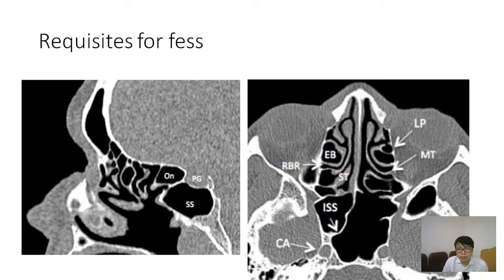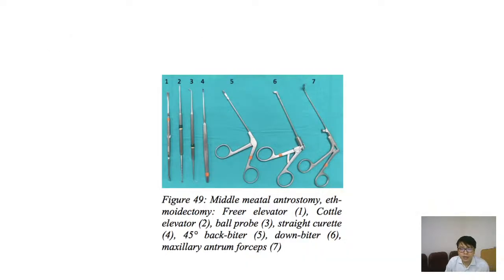What are the relations of the turbinates, what is the relation of the septum, and what are the anatomical relations of the sinuses with the skull base as well as with the orbit. All this information we need to get from the imaging. Also, apart from the camera and monitors, we need to have certain instruments to perform this surgery.